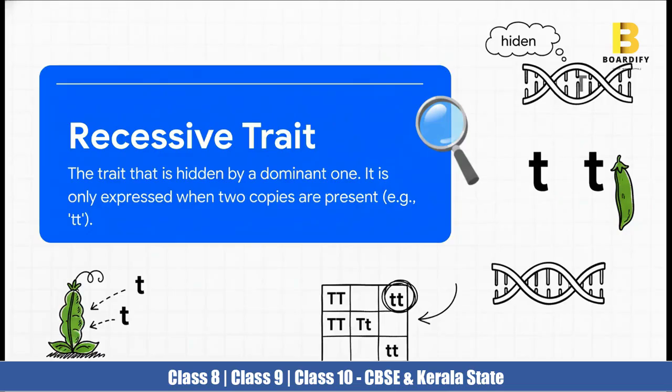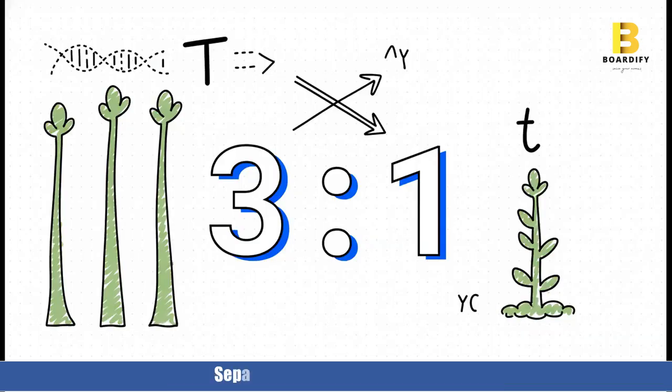And what about the trait that was hiding? Well, that's what we call the recessive trait. It's the quiet one. Shortness, which we use a little t for, could only show up if a plant inherited two copies of that instruction, one from each parent. And that's exactly why those short plants reappeared in the second generation. This leads us to a super important number you absolutely have to remember for your exams, the 3-to-1 ratio.